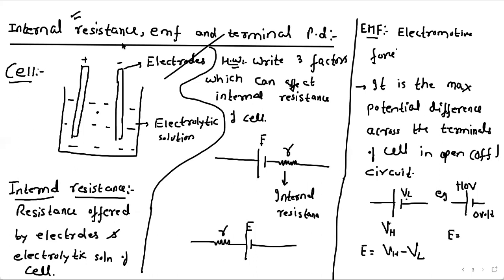10 minus 0, 10. 10 volt. So that is EMF. Maximum potential difference across the terminals of the cell in open circuit is EMF. Take one more example. EMF should be very, very clear.